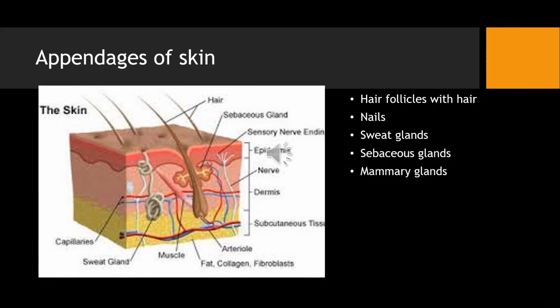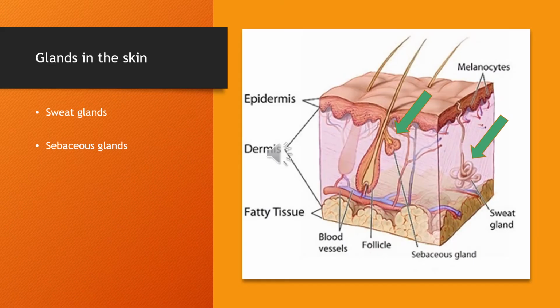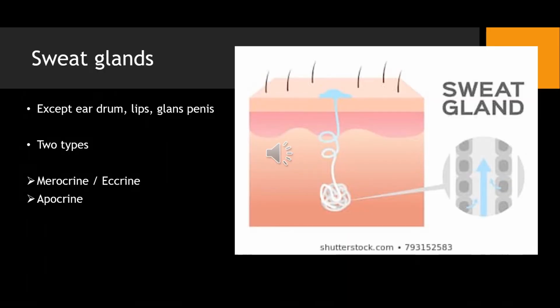The appendages of the skin include hair follicles with hair, nails, and the exocrine glands like sweat glands, sebaceous glands, and mammary glands. The glands in the skin are mainly sweat glands and sebaceous glands. The sweat glands are present all over the skin except in the eardrum, lips, and glans penis. And these sweat glands are of two types, eccrine glands and apocrine glands. Eccrine glands are also known as merocrine glands.